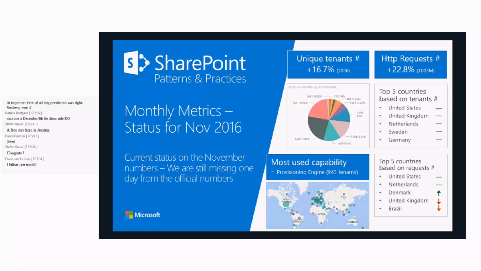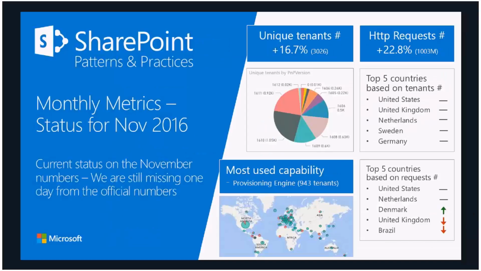People are actually using these goodies, because the whole point of the PnP PowerShell and the PnP Core component is that you can be more productive at your work. We built that together with the community, with community contributions. So it's nice to see that people are being successful and using the stuff more and more. The fact that the HTTP request percentage is growing faster than the unique tenants implies that usage on the existing tenants is growing faster than the number of new tenants coming in. So people seem to be happy with what we're providing.